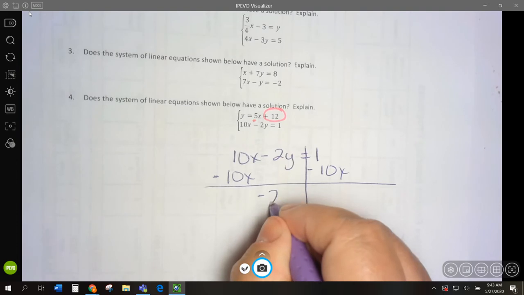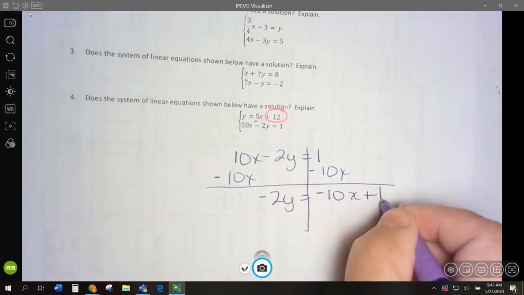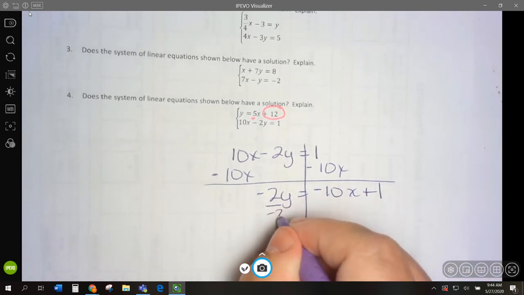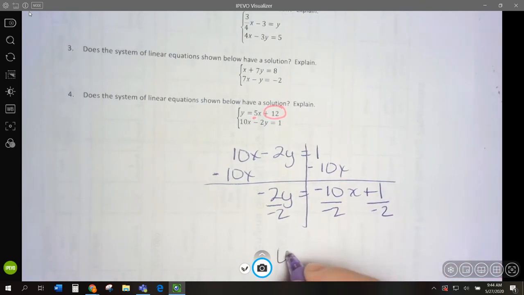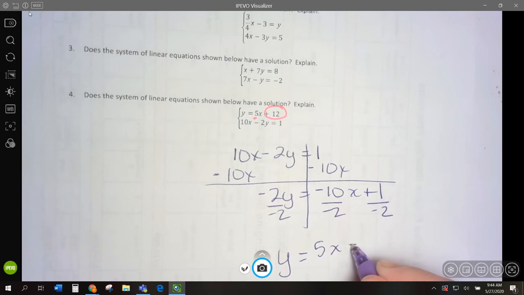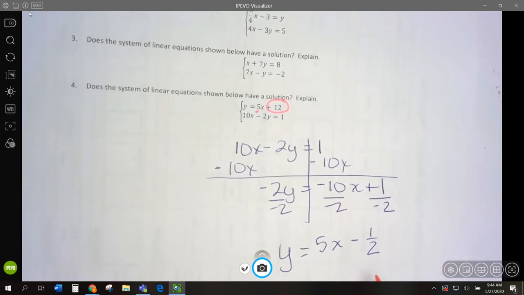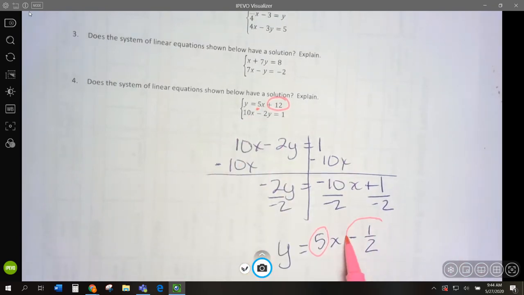We get negative 2y equals negative 10x plus 1. Let's divide by negative 2, and we get y equals 5x minus 1/2. Now what's our slope here? 5, the same as up here, but notice that our y-intercepts are different.